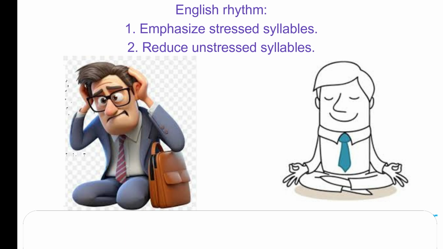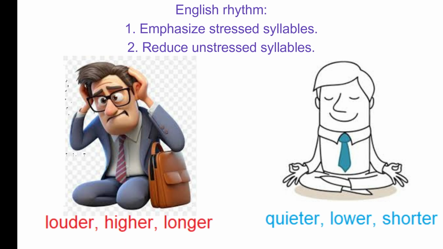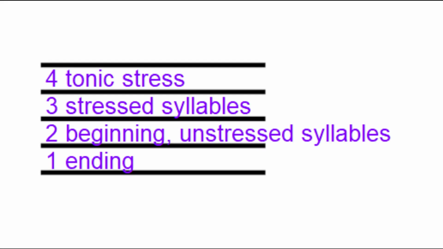To speak with natural English rhythm, you need to know two things. 1. How to stress stressed syllables. 2. How to properly reduce unstressed syllables. Stressed syllables should be louder, higher in pitch, and longer, while unstressed syllables should be quieter, lower in pitch, and shorter. In our previous video on pitch levels, we explained that English has 4 pitch levels. Stressed syllables usually hit level 3, while unstressed ones stay at level 2.